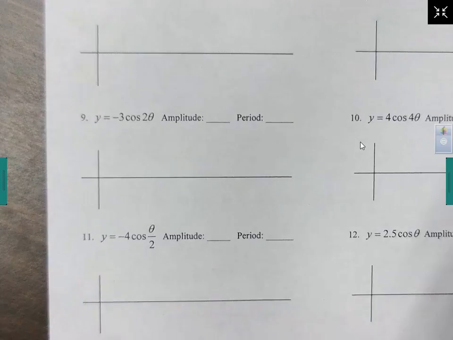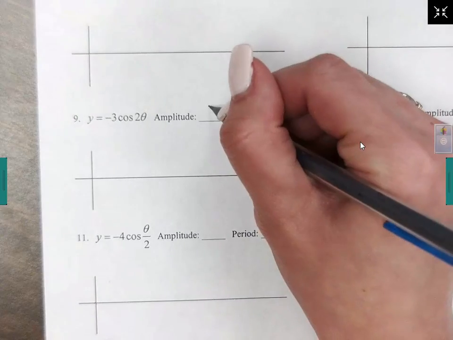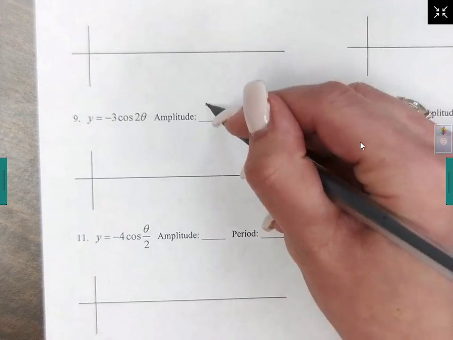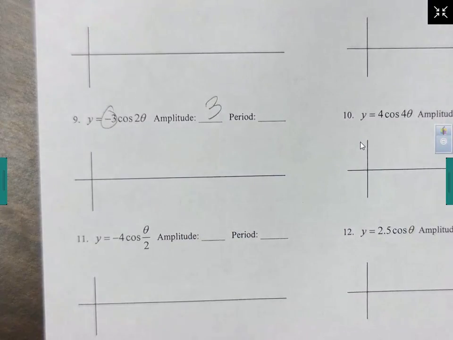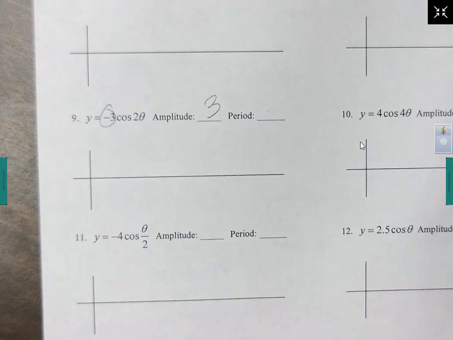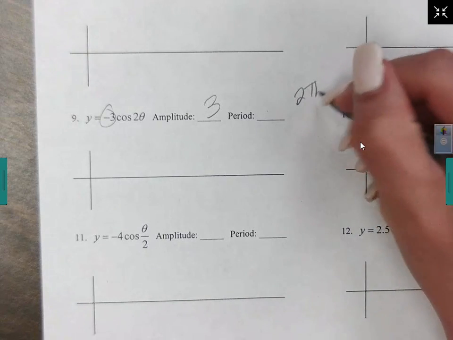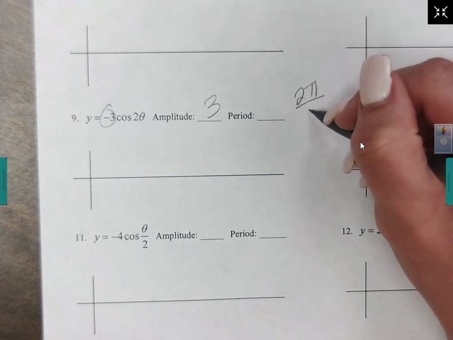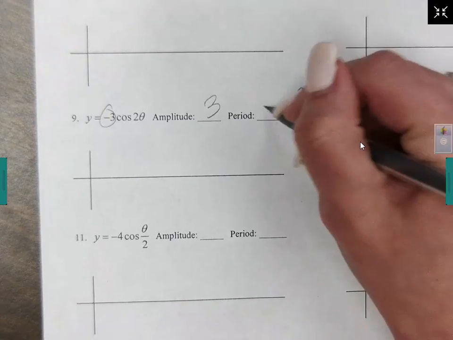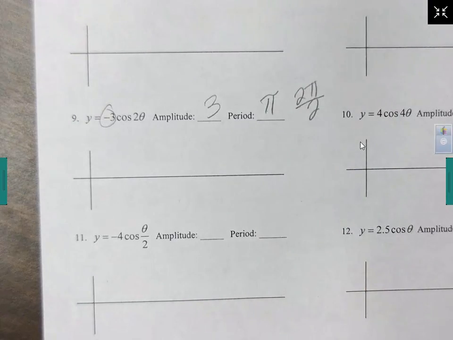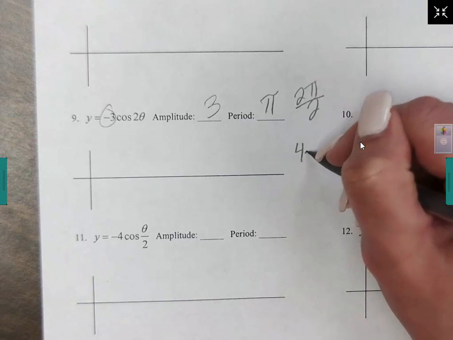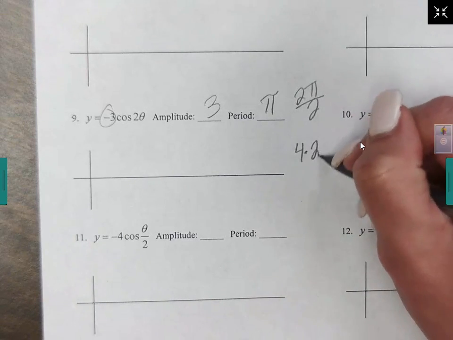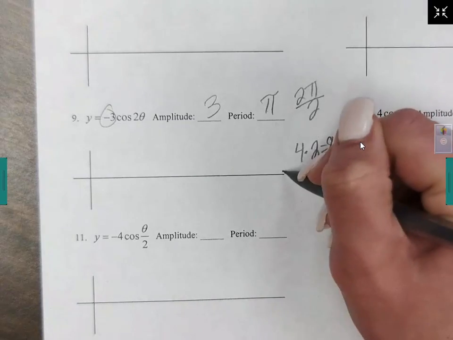On number 9, what's the amplitude? 3, very good, because this is A, and the absolute value of that is our amplitude, which is 3. What is the period? It's 2 pi over B. And what is B? 2. Here B is 2, so it would just be pi. To find out how many pieces we break it up into, we multiply 4 times B. And what is B? 2. So that would give us 8.